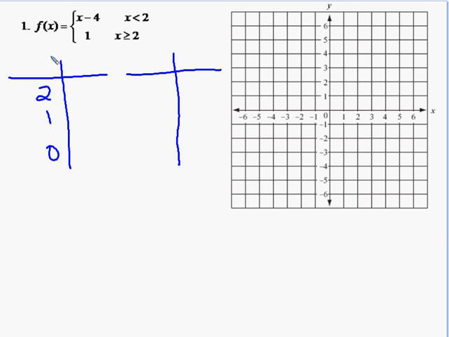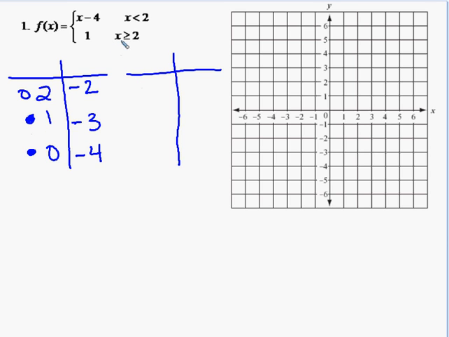Then we just plug these values into our equation. So 2 minus 4 gives us negative 2, 1 minus 4 gives us negative 3, and 0 minus 4 gives us negative 4. Now, since x is less than 2, it's an open circle, closed, closed. These will help us figure out how we graph the points.